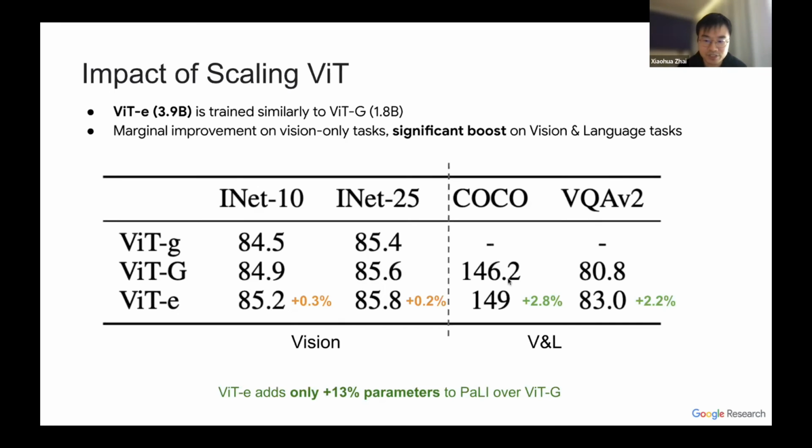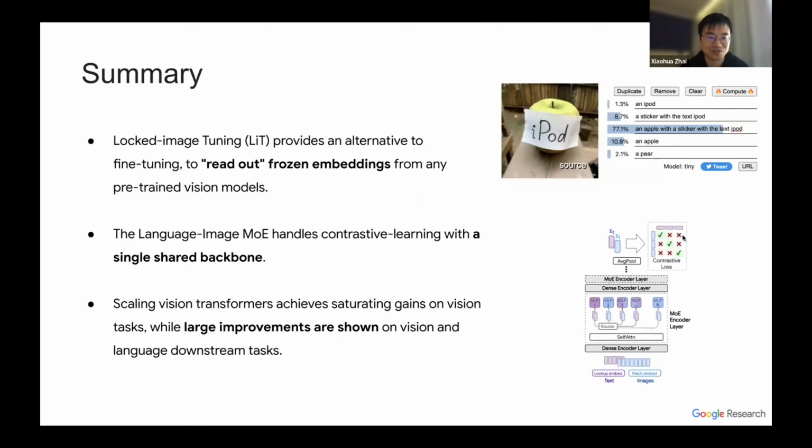We have observed a very significant gain compared to the ViT-G counterpart. With a ViT-G baseline, on COCO this model gets close to a 3% boost, and on VQA V2 this model also gets more than a 2% boost. And a reminder that this model, ViT-E, adds only 13 more parameters to PaLI over ViT-G, which used 17 billion parameters in total. So such a small increase in vision parameters leads to such a huge gain, which hints at more headroom for the future scaling of vision backbones.